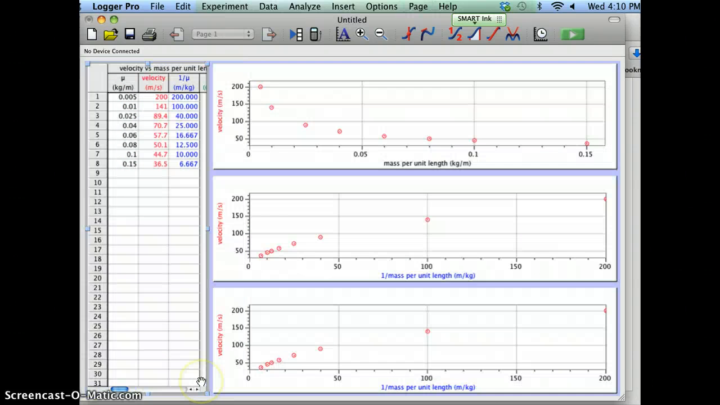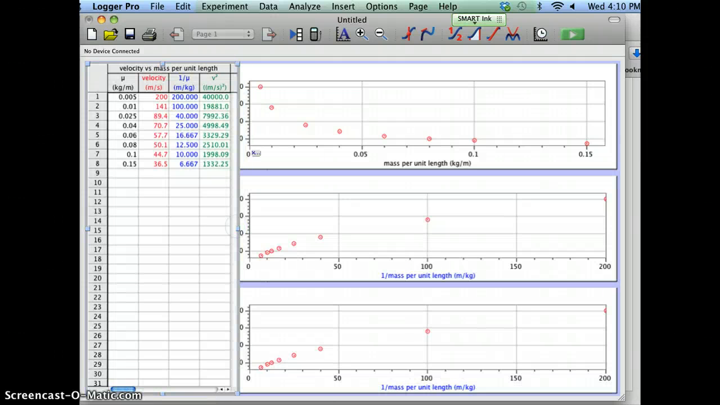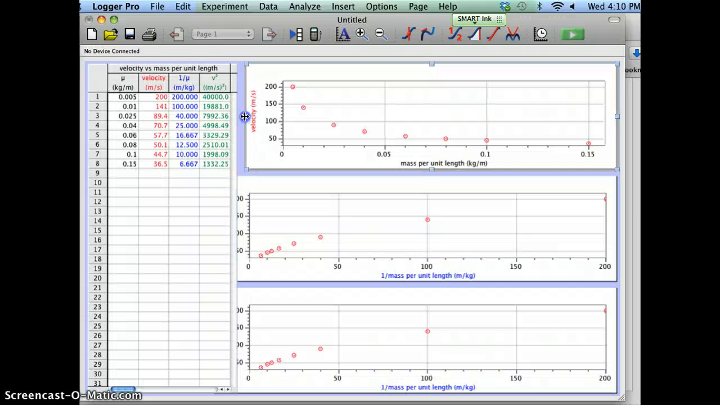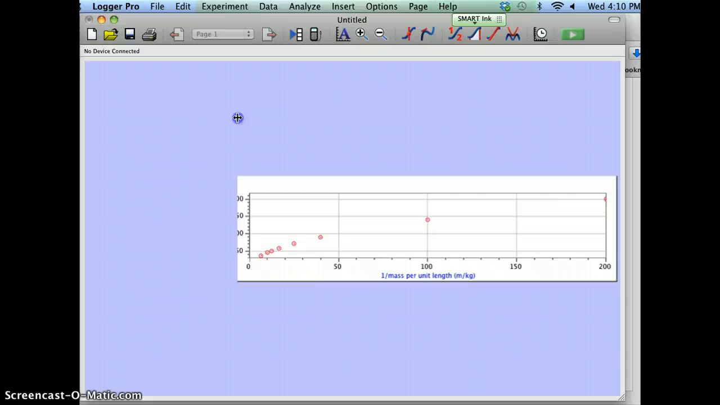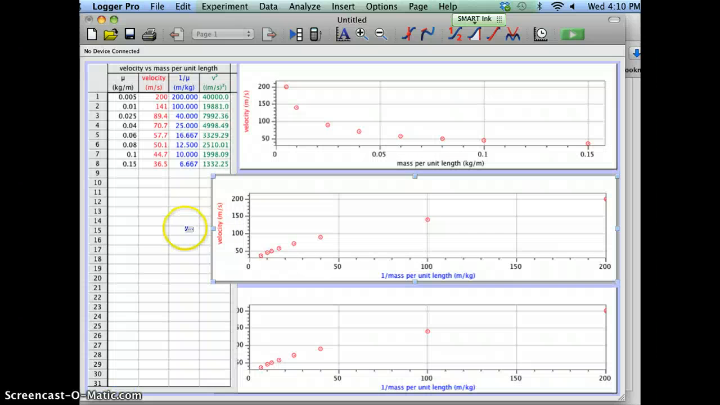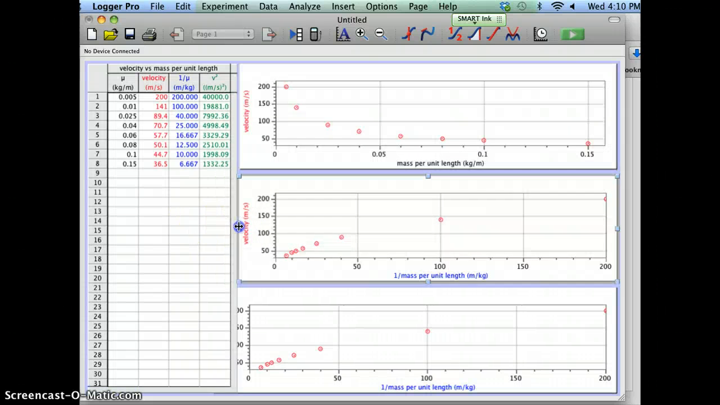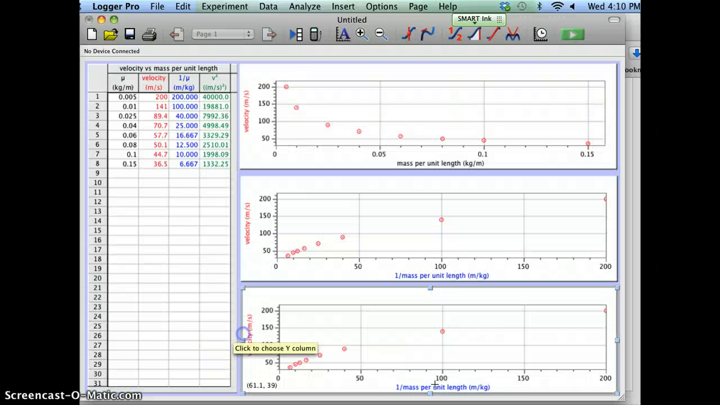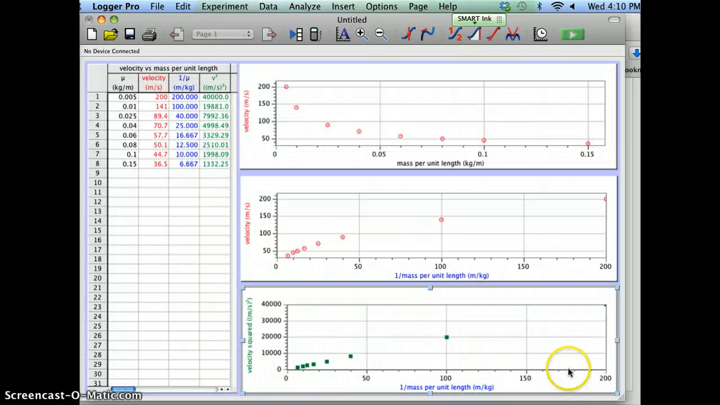Okay, and I should probably make this a little bigger. And then I'll spread out my graphs, something like that. I'll move this guy over. There we go. Move this guy over. And I'll move this guy over. And hopefully that'll linearize it. It'll take velocity squared. Ooh, that looks pretty good.